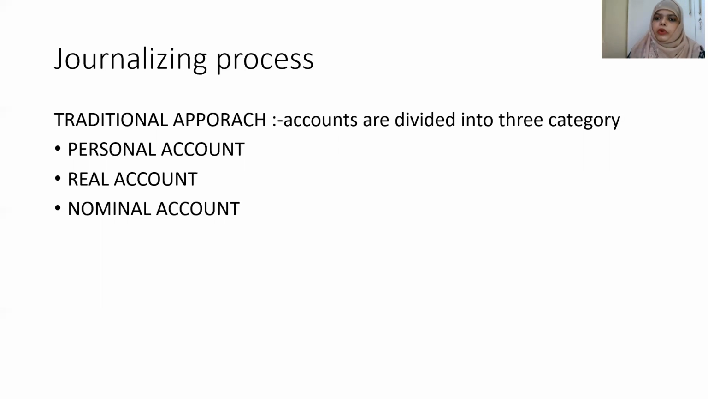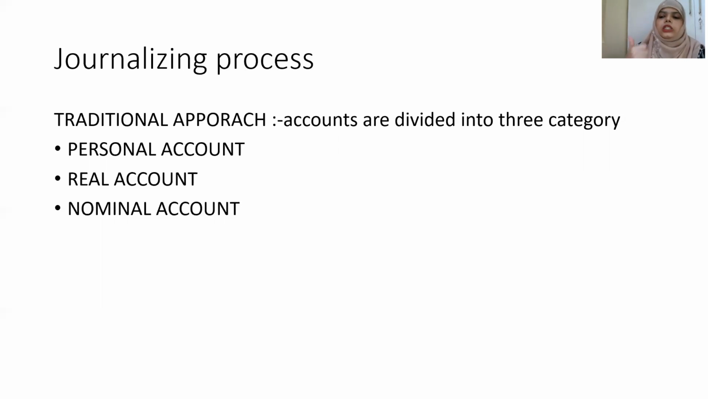In the journalizing process, we have two different types of approaches. First one is the traditional approach, second one is the modern approach. In this video, we'll learn about the traditional approach, how from the ancestors' time, or earlier times, accounts were handled by the accountants. Accounts basically are categorized into 3 parts. First one is personal account, second one is real account, and third one is nominal account. According to the traditional approach, accounts are divided into 3 parts.